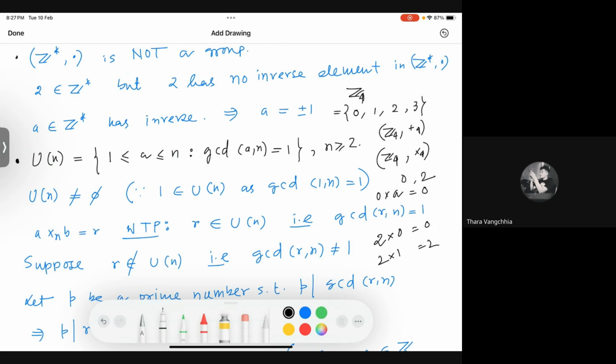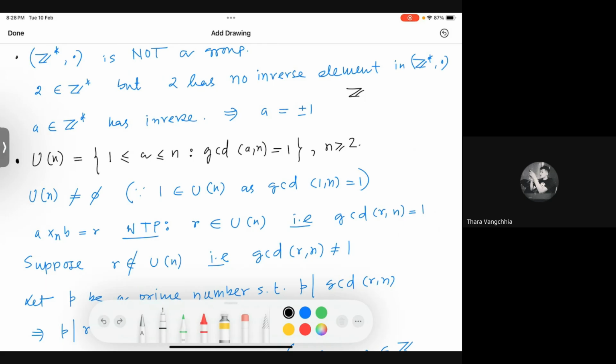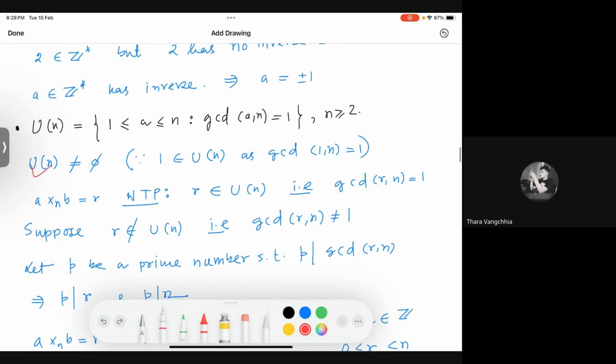2 times 1 is 2. 2 times 2 is 0. And 2 times 3 is 2. So 2 times something may not be equal to 1, because 1 is the identity element. So collect those elements from Z4 whose GCD with 4 is equal to 1. It means collect those elements which are co-prime to 4. Similarly, define U_N. So this U_N is a group.